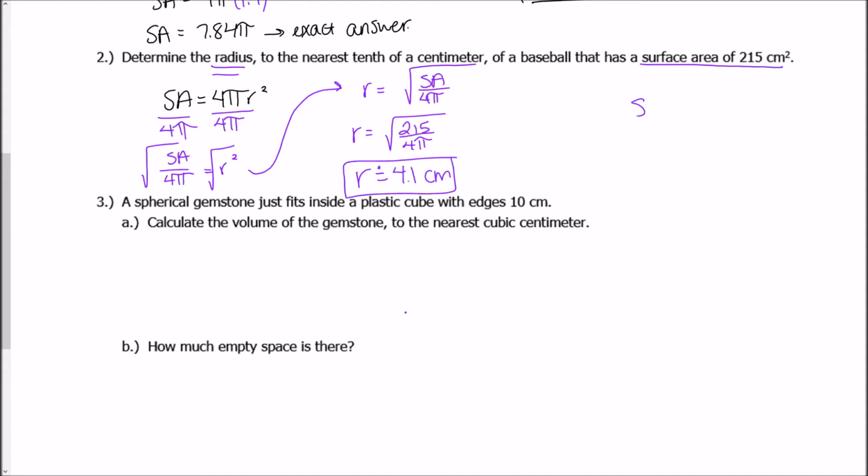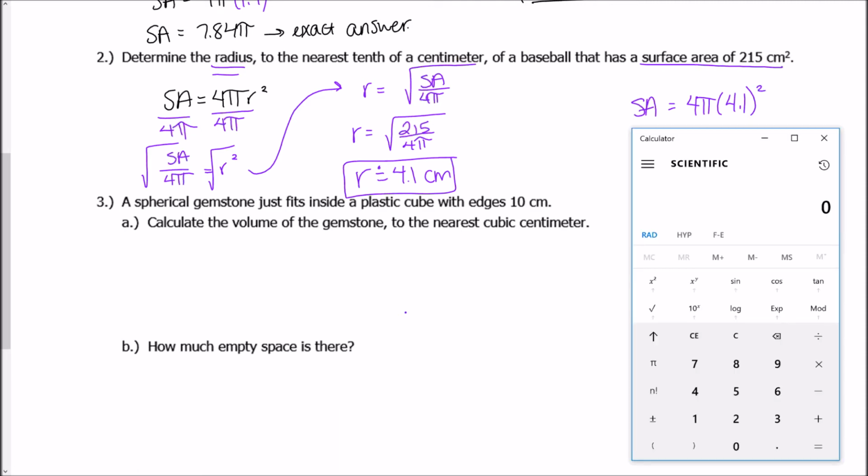And if I want to do a check, I'm going to do 4 pi times 4.1 squared. Okay. So I'm going to type in 4 times pi times 4.1 squared, and I end up getting 211 square centimeters. And the answer should be 215, so I'm a little bit off, but it's good. It's just because, again, like we talked about in our last video, it's because of the rounding.